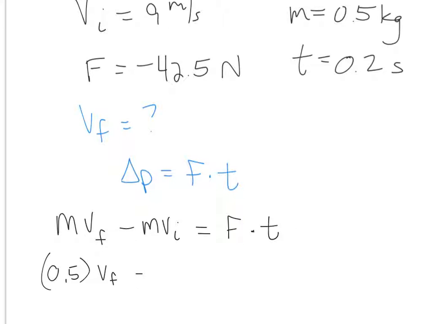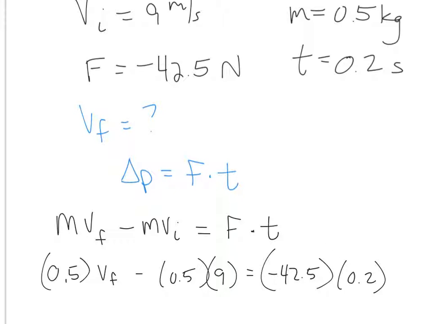VF is unknown. I leave that alone. The initial velocity given was 9. The force applied times the time period. Okay, solve for VF. Go ahead and solve for VF. If you solve for VF generically and you prefer that method, it would look like this. Okay, that's what it would look like with a generic solution.